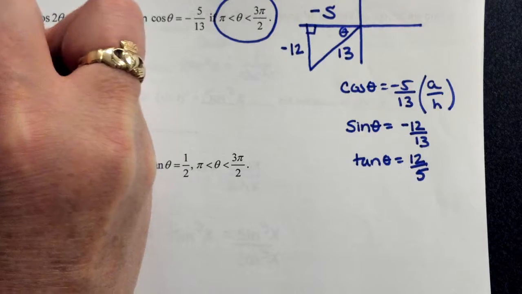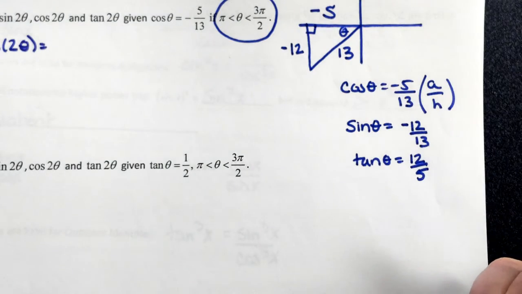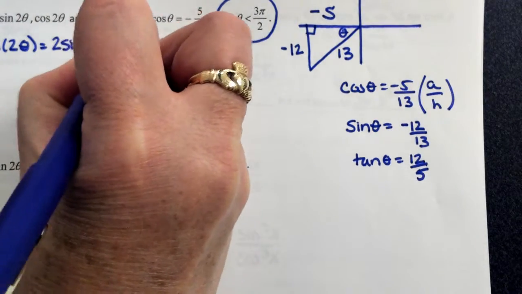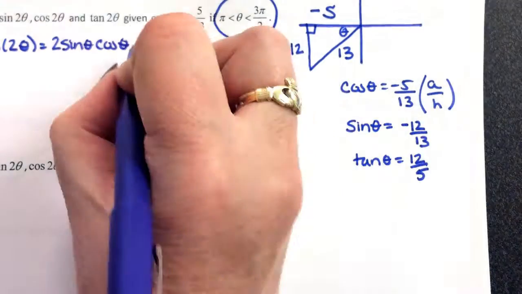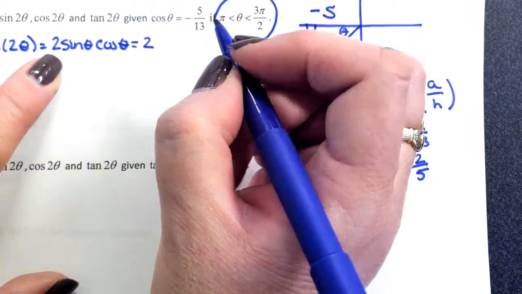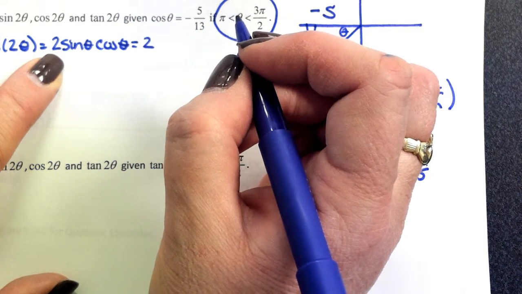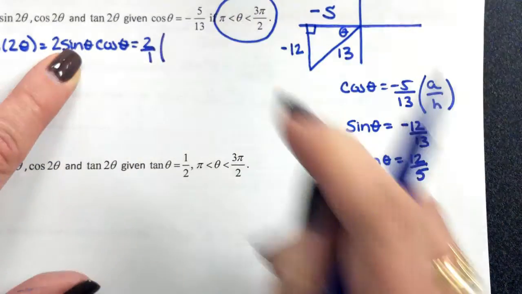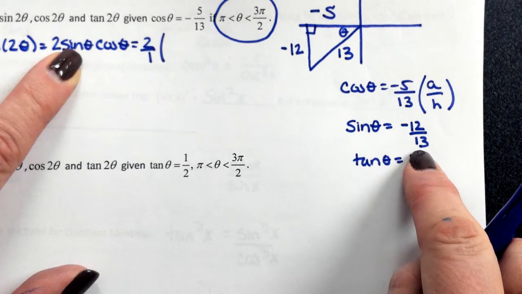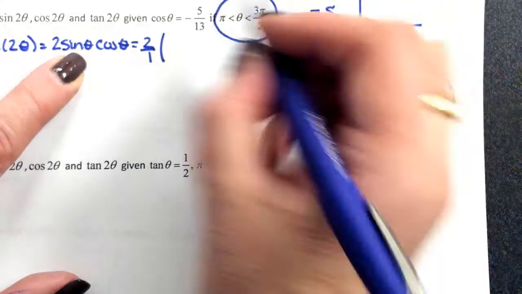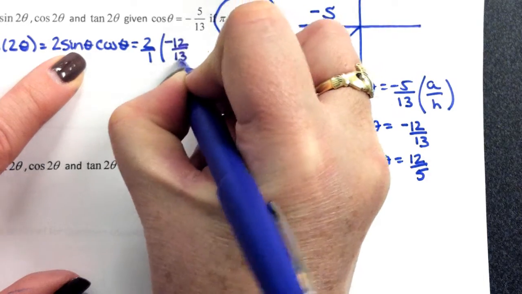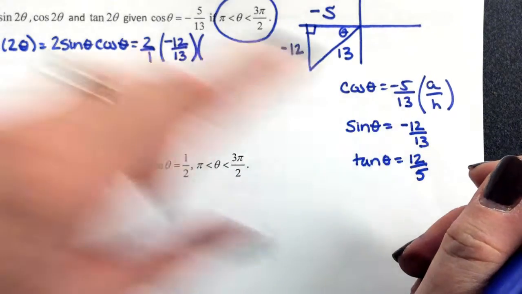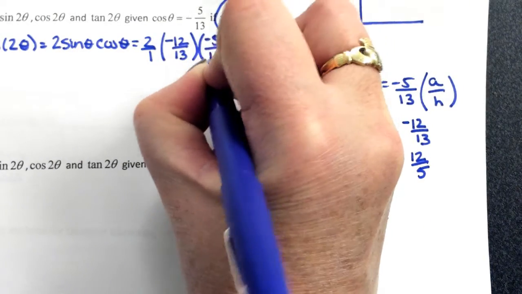So the sine of 2 theta. Looking on your blue sheet, the double angle formula for sine is 2 sine theta cosine theta. Remember, 2 is actually a fraction. What's the denominator for 2 even though it's not written? 1. So 2 over 1 times sine of theta. What did we say the sine of theta was? The sine of theta is negative 12 over 13, times the cosine of theta. We found the cosine of theta was given to us as negative 5 over 13.